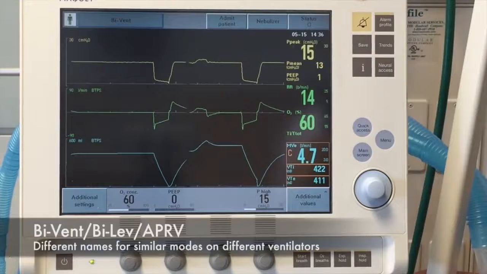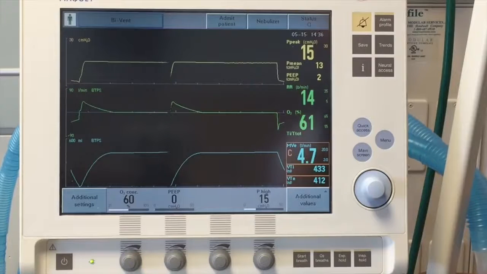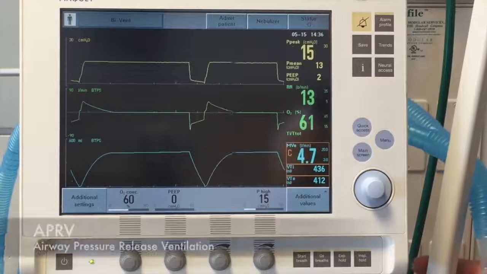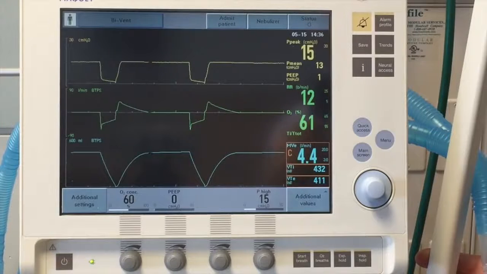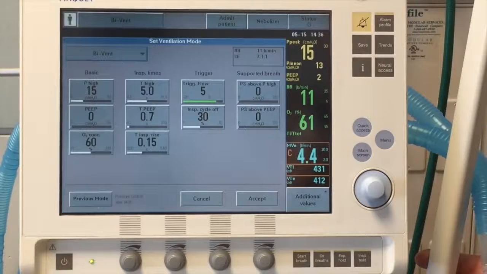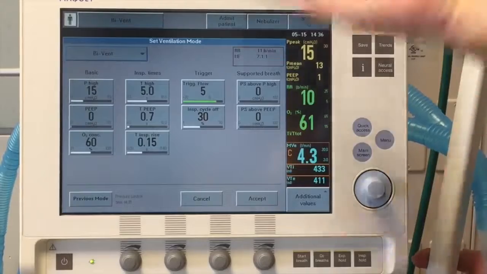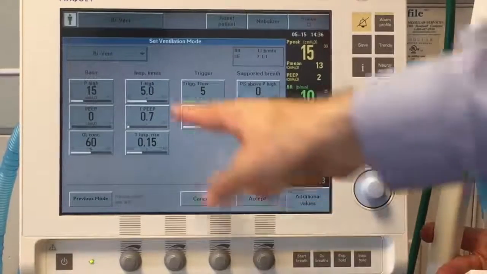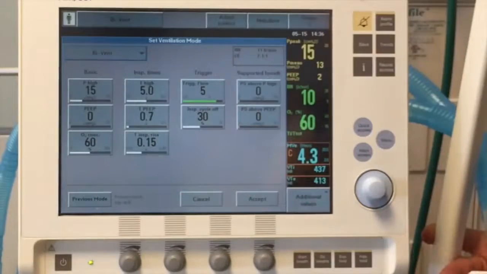This is an example of what is known on many ventilators as APRV, airway pressure release ventilation. It is somewhat confusing at first because for those of us who care for patients who are critically ill day in, day out, we're used to setting a respiratory rate, a tidal volume, an FiO2 and a PEEP. And although you do set an FiO2 in this mode, almost everything else is different. The basic way we teach about this mode is high levels of CPAP with release breaths. There are 4 variables that you use when you're setting up a patient on this mode: a P high, a T high, a P low, and a T low.